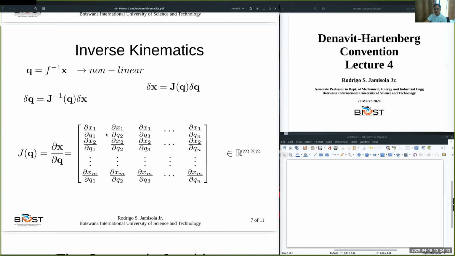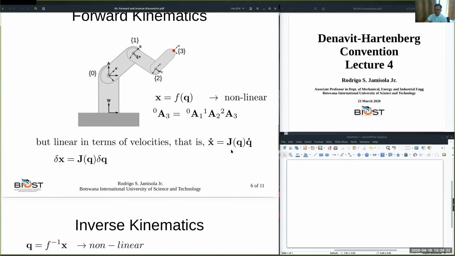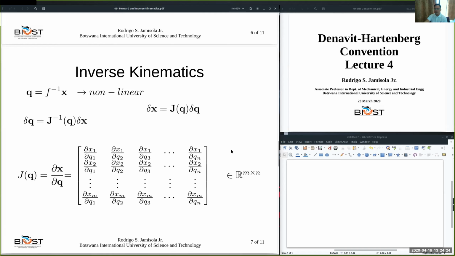Okay. So what is the composition then of this Jacobian matrix? The Jacobian matrix is based on the first equation that we had in terms of velocities. So it is the partial of the position and orientation of the hand with respect to the change in the joint values. So if we take x as having components x1 to xm, then of course x is composed of a position vector and a rotation matrix based on our previous discussion.